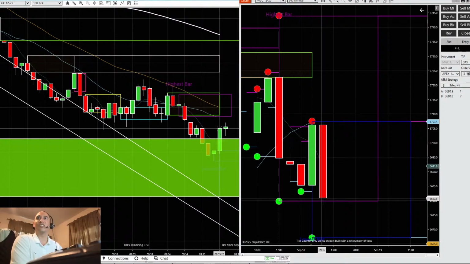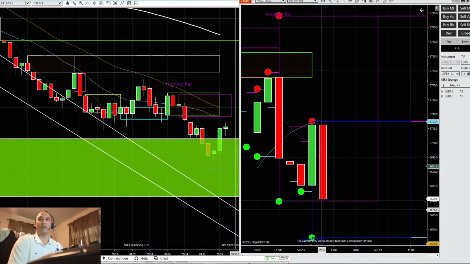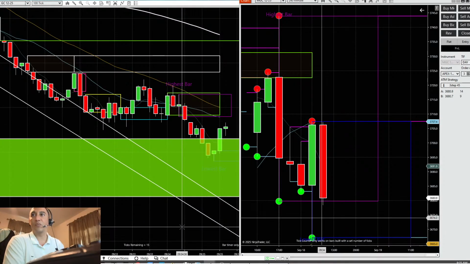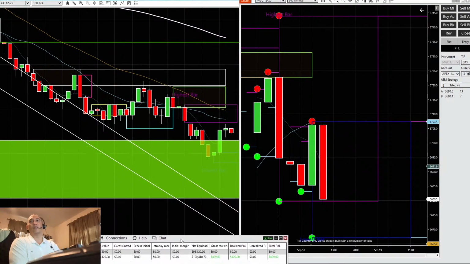Stop filled. And I just got out right there. So I sacrificed like 5 ticks or whatever. But let's see where we ended up. Alright, not bad. So in micros we made 129 ticks. In minis we made $300.